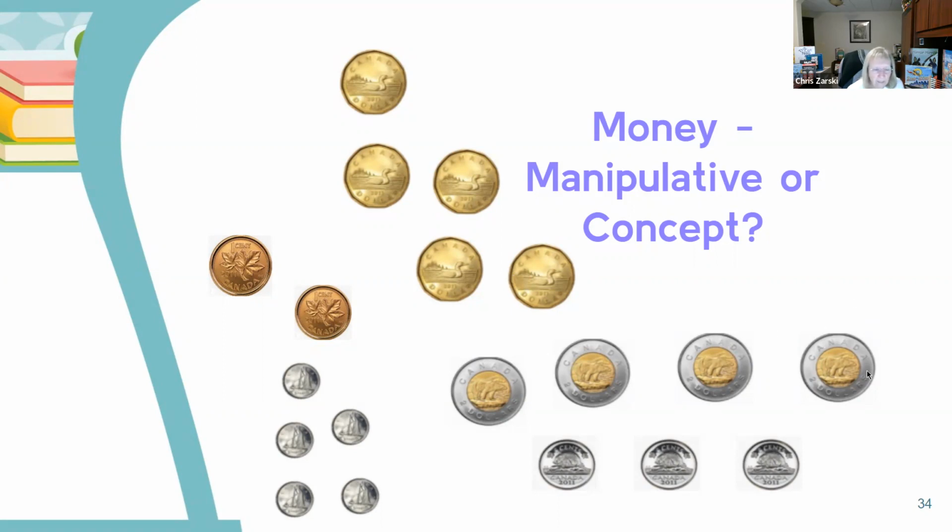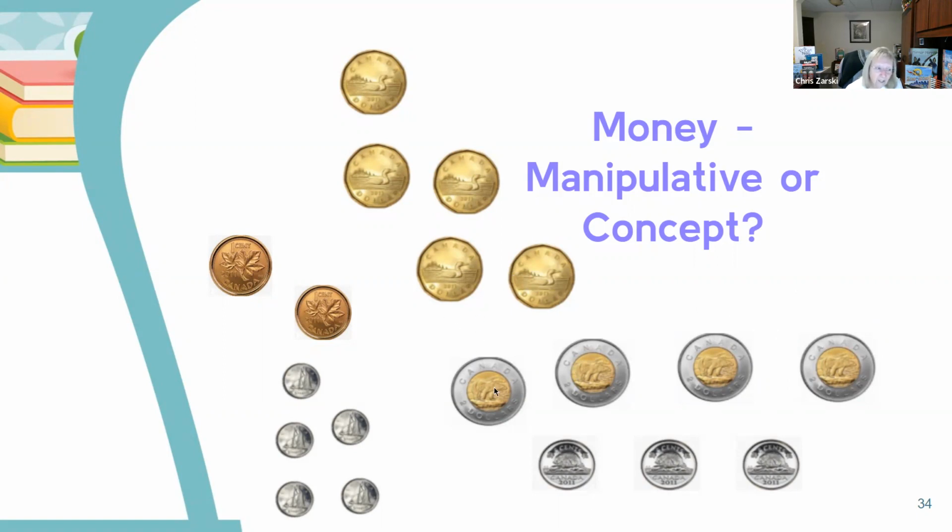We don't need to hold this up and say, hey, did you know this is a toonie and it's worth $2? I don't know anything about money. Knowing it's a toonie is a name, knowing it's $2 means nothing. So we unpack it slowly. So this is where I say leverage it as a manipulative for counting.